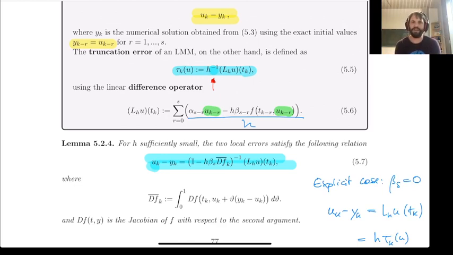So one of them is basically saying, if I start on the trajectory, how much error do I make in one step? And the other one is saying, if I put the true solution into my scheme, how much misfit do I have? And for some reason, when people studied these, the truncation community defined it with dividing by h, and the other community defined it without dividing by h.